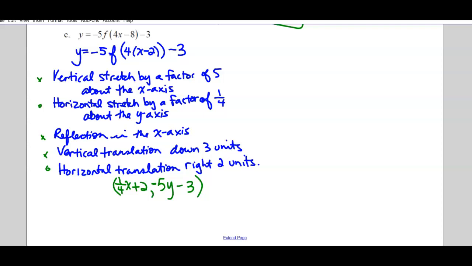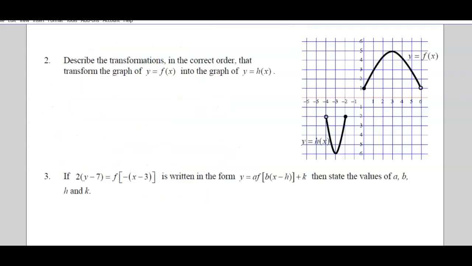Okay. All right, so let's take a look at a graph to see if we can distinguish what transformations have occurred. In question 2 it says describe the transformations in the correct order that take you from F to H. We've done this before with the separate types of transformations: reflections, translations, stretches. But now we're putting it all together. So what I recommend you do is look at your original graph, which is F, and take a look at how wide it is.